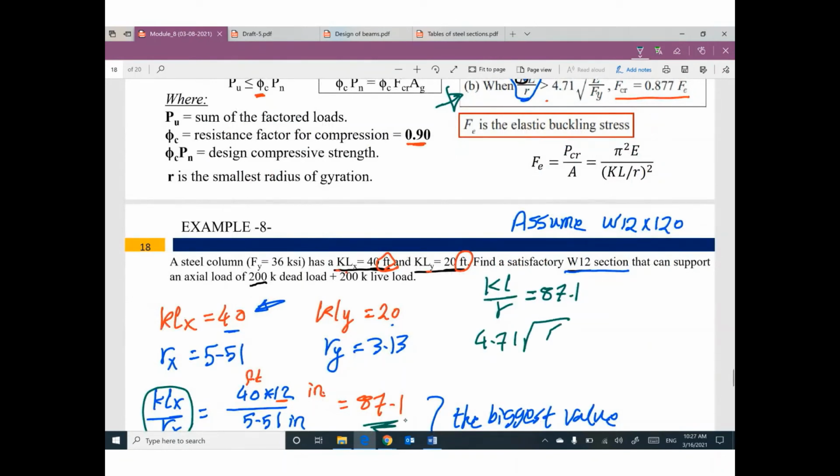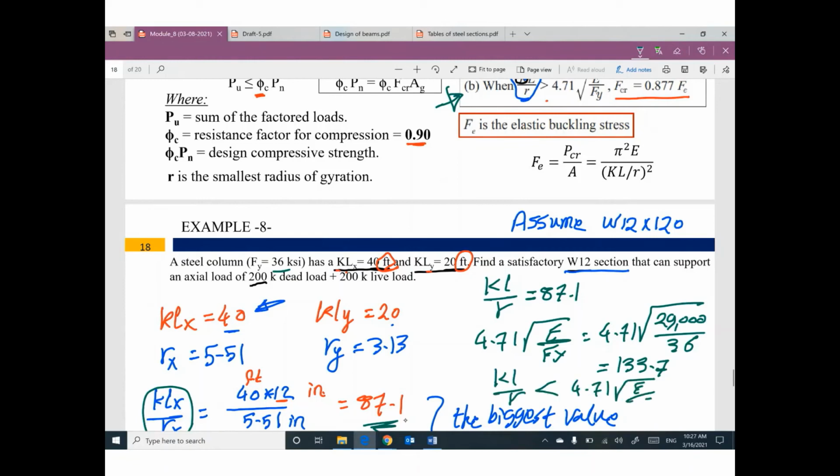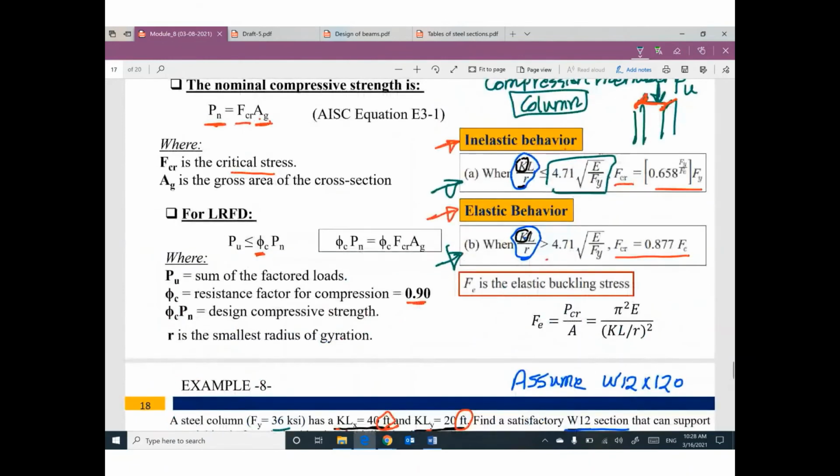4.71 square root E divide F yield. 4.71 square root of E, 29,000, divide F yield, which is 36. So what is the value? 29,000 divide 36 under square root times 4.71 will be 133.7. KL divide R is smaller than 4.71 square root E divide F yield. So we are in the first situation.